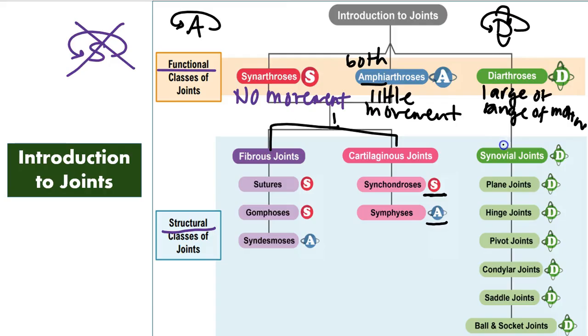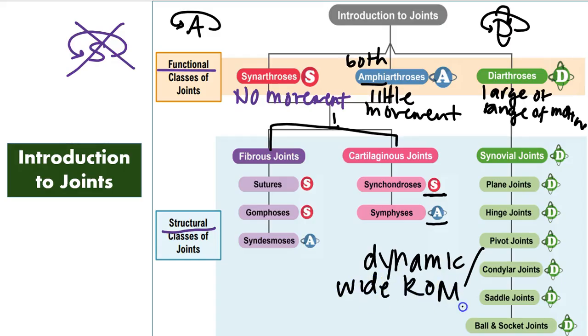And then we have diarthrosis, which means it has a larger range of movement. And as you can see, all the different types of synovial joints have diarthrosis. So that means they're dynamic and they have a wide range of movement. Now I'll put range of motion here, ROM. Okay, now let's talk about it. It doesn't mean that every single type is going to have the same type of movement. Okay, some of them have a little less movement, but overall they have more movement than synarthroses and amphiarthrosis.